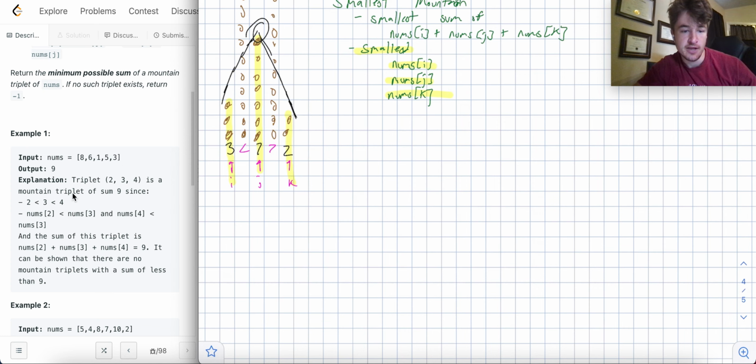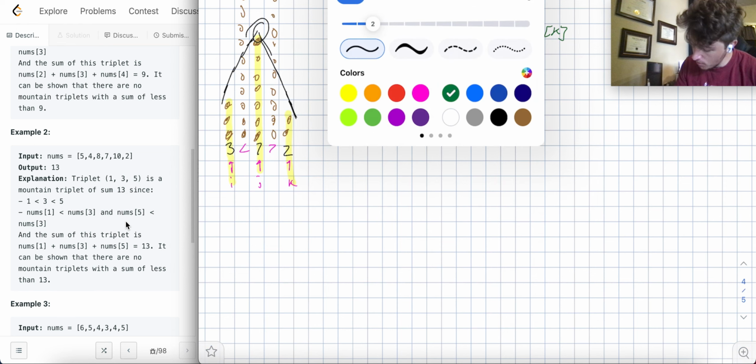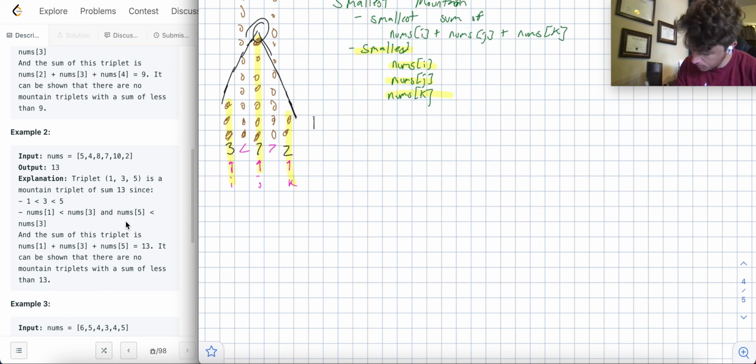Let's look at this example because it's a little more involved, and I think it'll be a little better at revealing something about the solution. All right, so let's do an example here. Let's just separate this area out. All right.